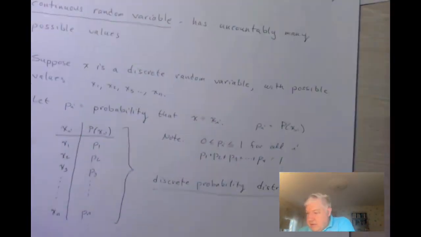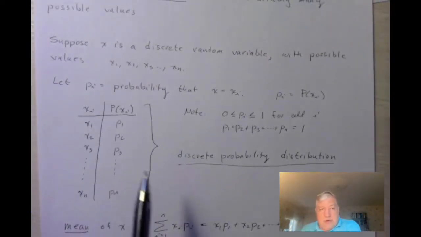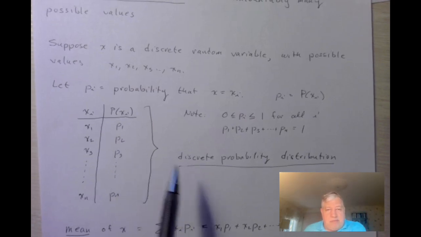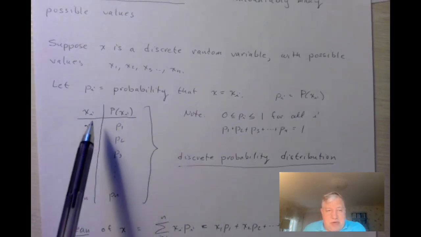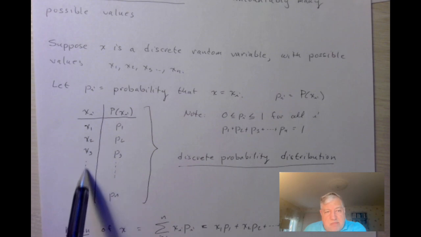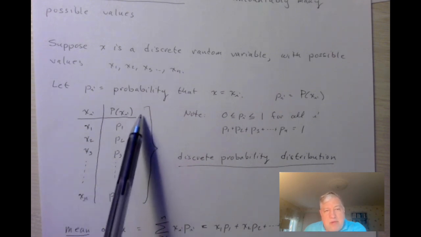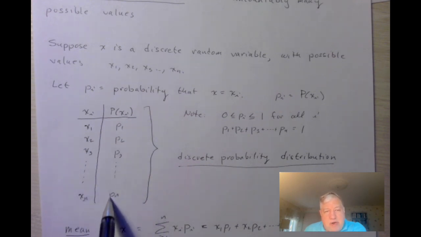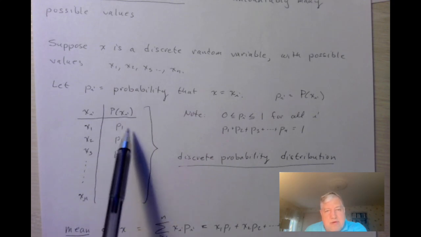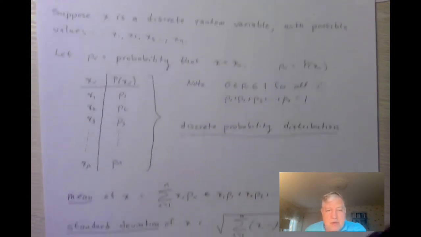Now, you can actually make up any probability distribution you want. You can put whatever numbers you want over here, and then put whatever numbers you want over here, as long as these numbers add up to 1, and these are between 0 and 1.